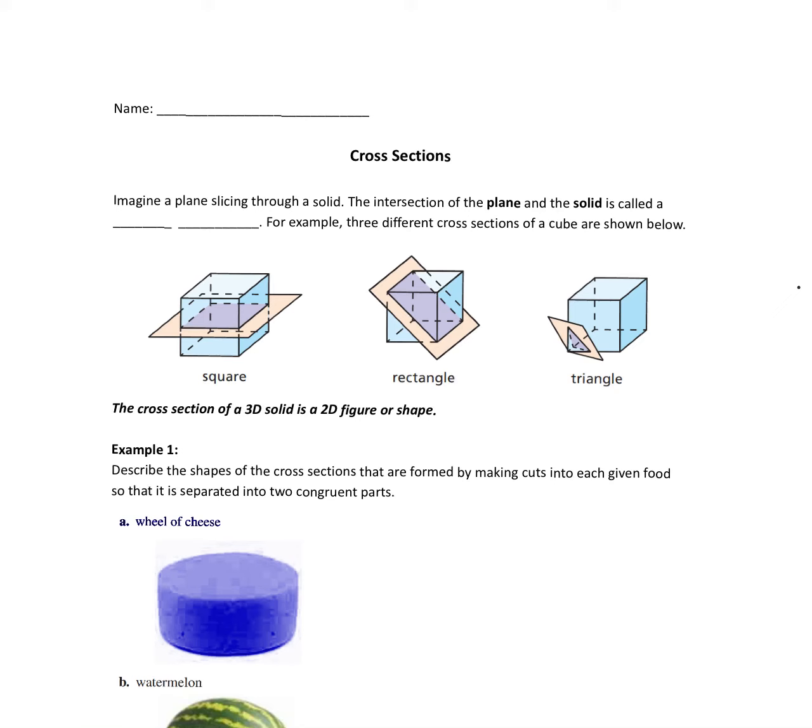Hi, this video is on cross sections. A cross section is when you take a three-dimensional solid and slice it, and then you are able to see what two-dimensional shape is created from that slicing. The intersection of a plane and a solid is called a cross section.